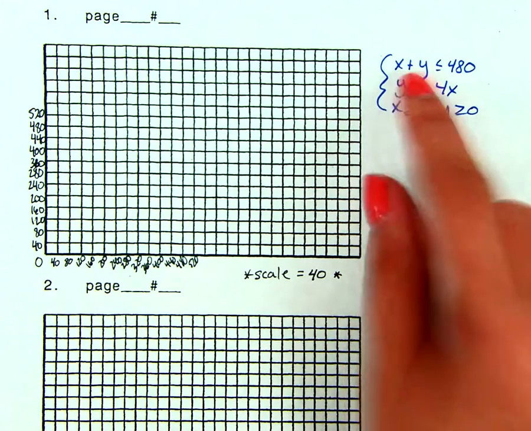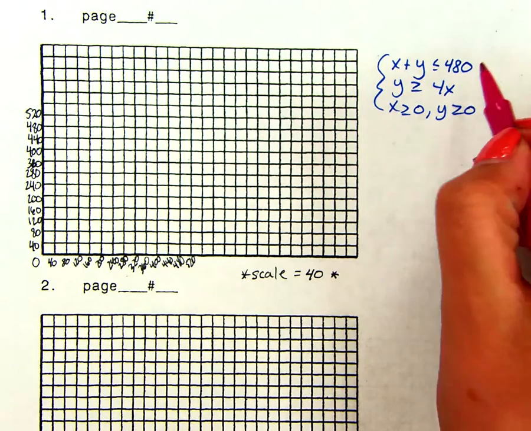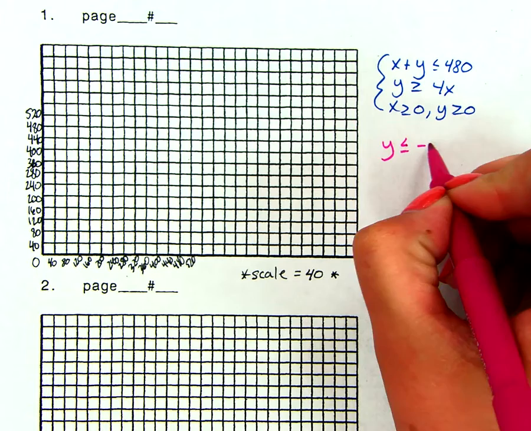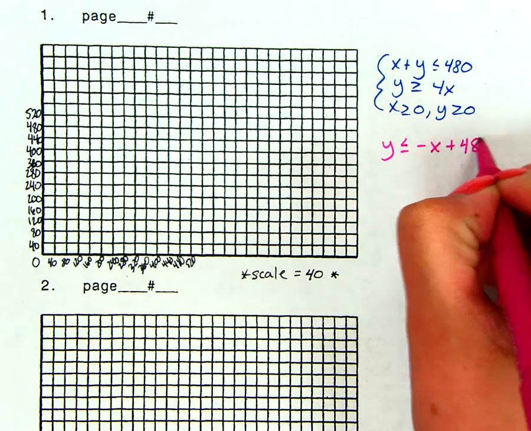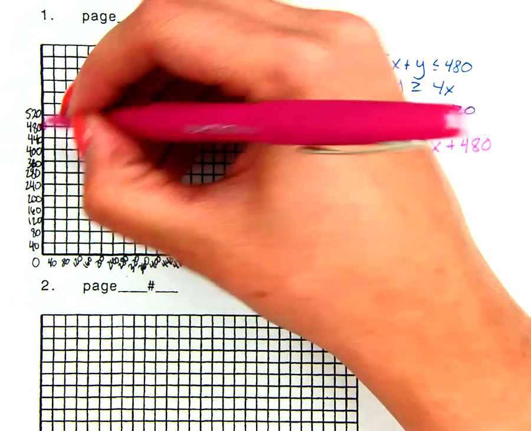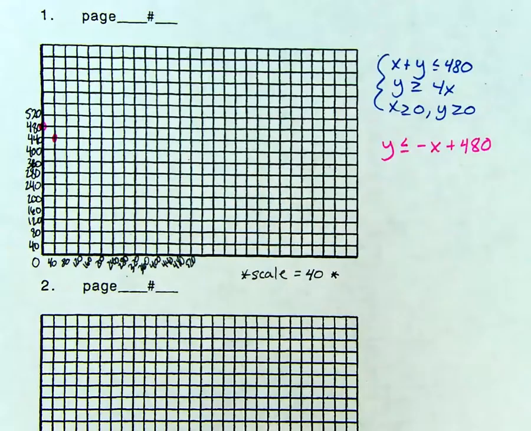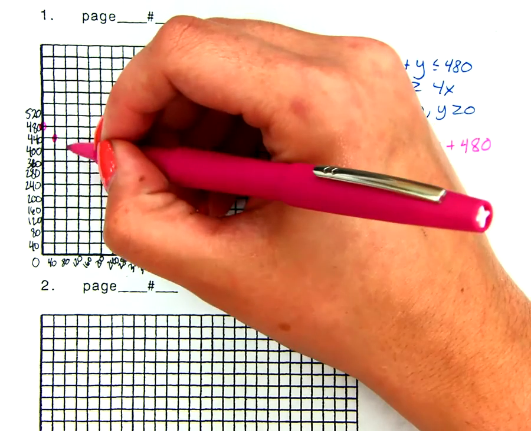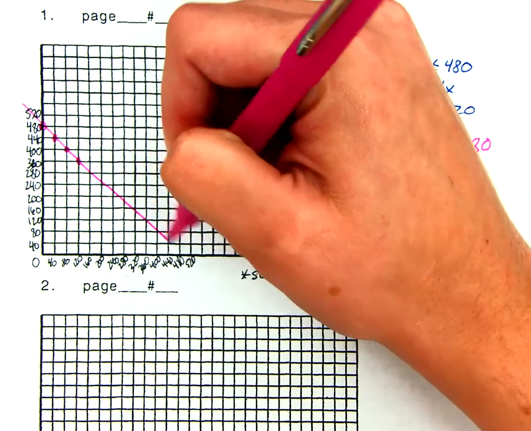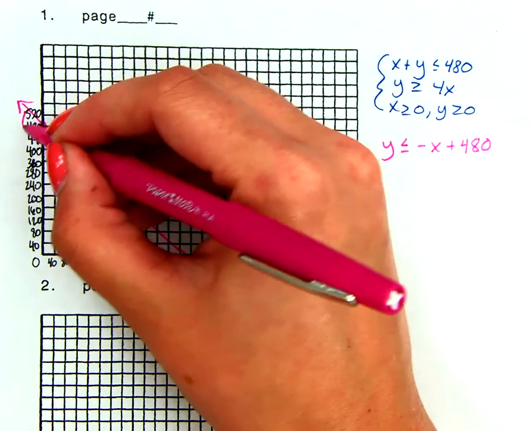Now remember to graph this top one. So I'm going to do that one in pink. We have to solve this equation for Y. So that means that we're just going to subtract our X over. So negative X plus 480. So I'm going to go up to 480, so here, and then we're just going to go down 1 over 1, down 1 over 1. And again, we can put as many points as we feel necessary, so I'm going to stop there and I'm just going to make my line. And again, that's less than, so we're going to end up shading below that.